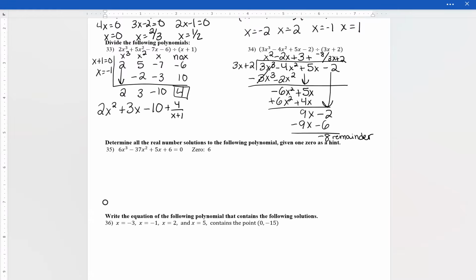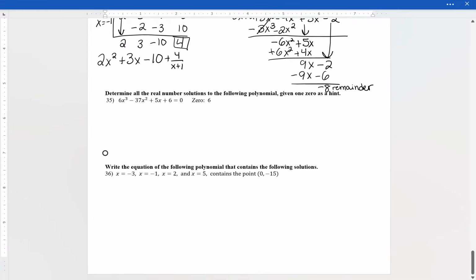Okay. Next one here, we need to determine all the real number solutions to the following polynomial. They did give us a 0, aka what you would use your calculator for to find an x-intercept. They gave us one as a hint. How nice are they? So we're going to take that 0 and put that on the outside of our synthetic division. I'm going to set up my synthetic division here. X, no x, so a 6, a negative 37, a 5, and a 6. So we're going to drop the 6 down. 6 times 6 is 36. Get a negative 1, negative 6, negative 1, negative 6, smiley face, right?